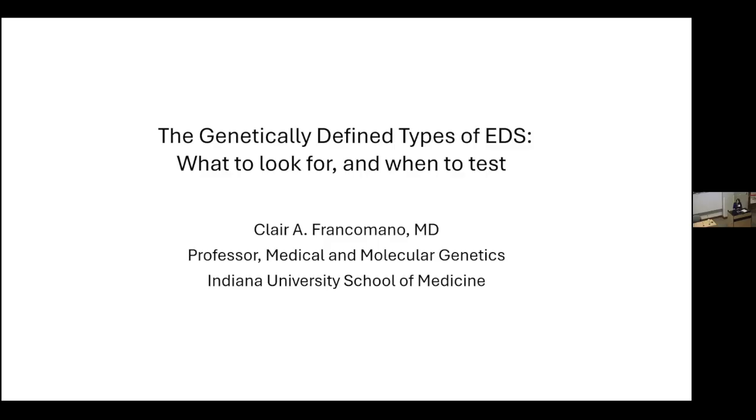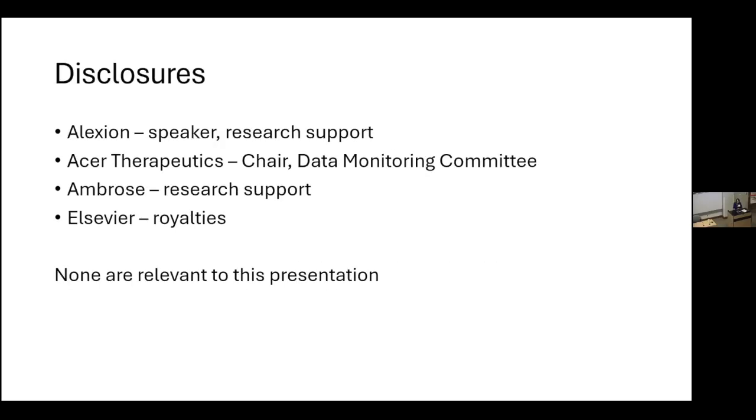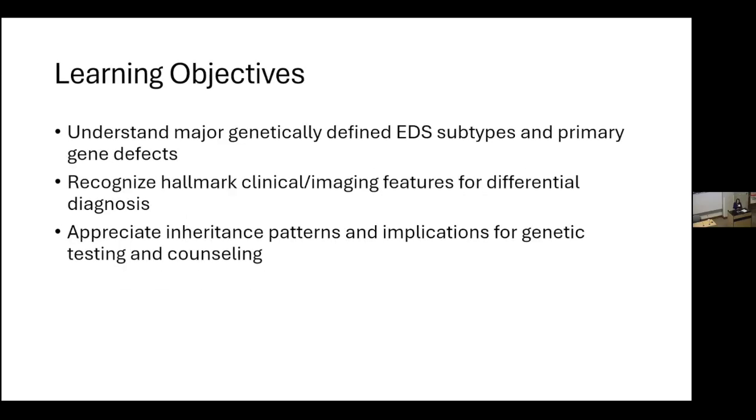So I'm going to see if this will work for me. There we go. These are my disclosures, but none of them are relevant to what I'm talking about today. My objectives for the next half hour are to understand the major genetically defined subtypes and primary gene defects, recognize the hallmarks and clinical imaging features for the differential diagnosis, and appreciate the inheritance patterns and implications for genetic testing and counseling.